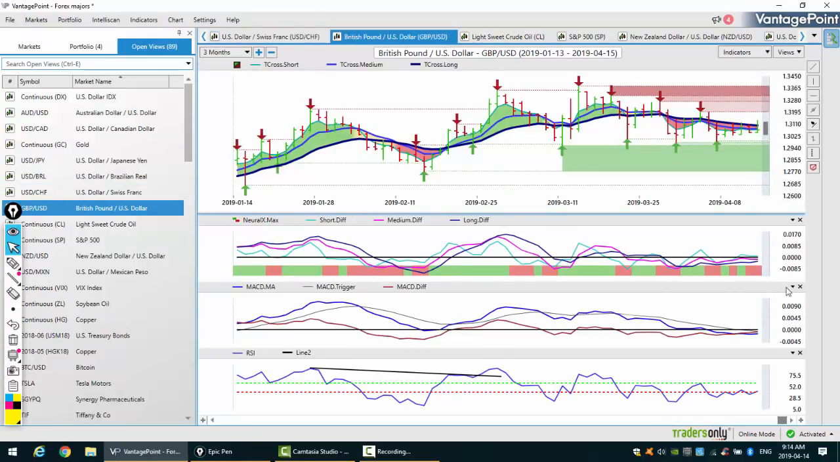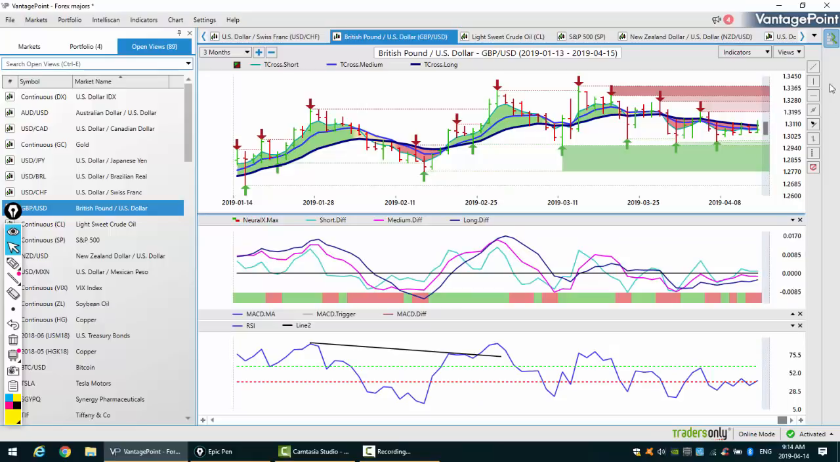Now, when we look at the Great Britain US dollar, once again, we're getting all tangled up here.